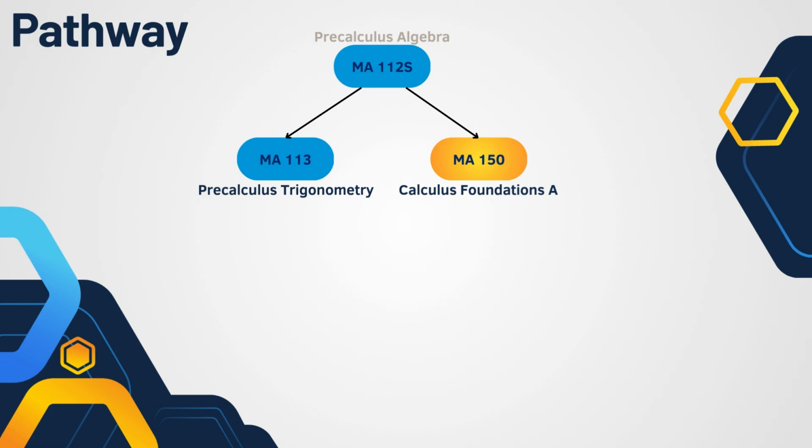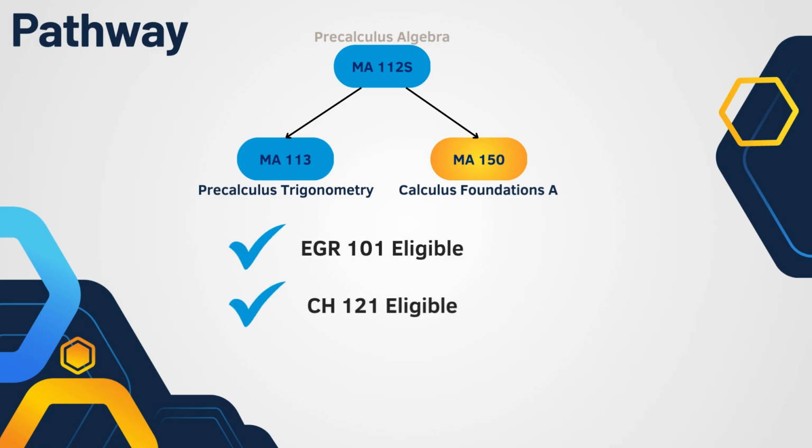Now let's take a look at where you go after completing MA 112S. You have two options, Pre-Calculus Trigonometry or Calculus Foundations A. Regardless of which course you take, you will be eligible to take EGR 101 and CH 121 alongside it.